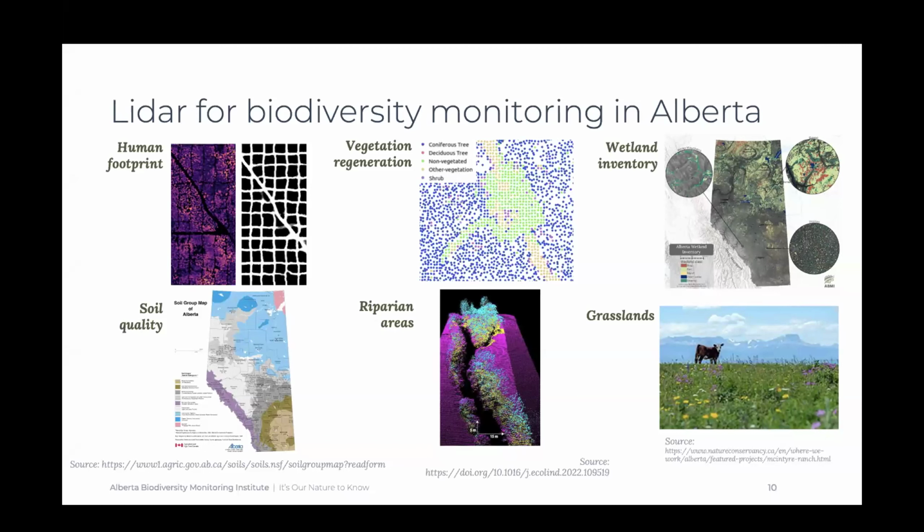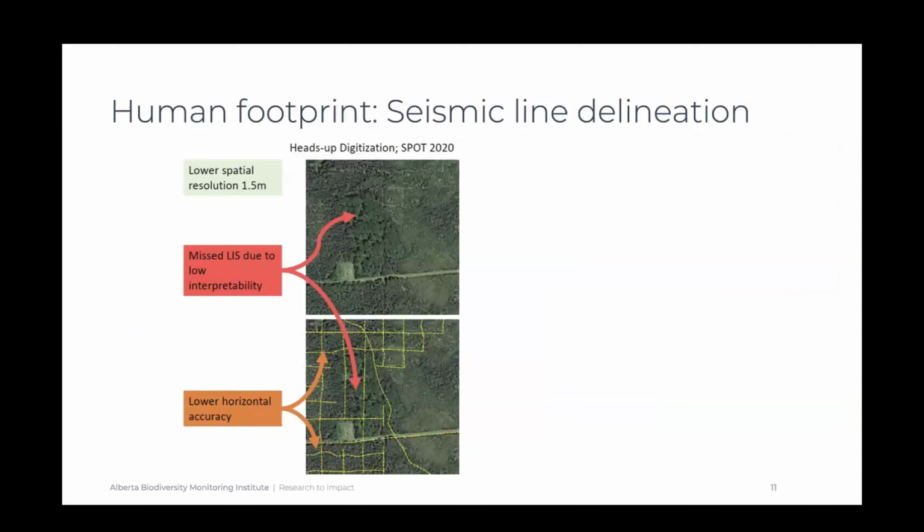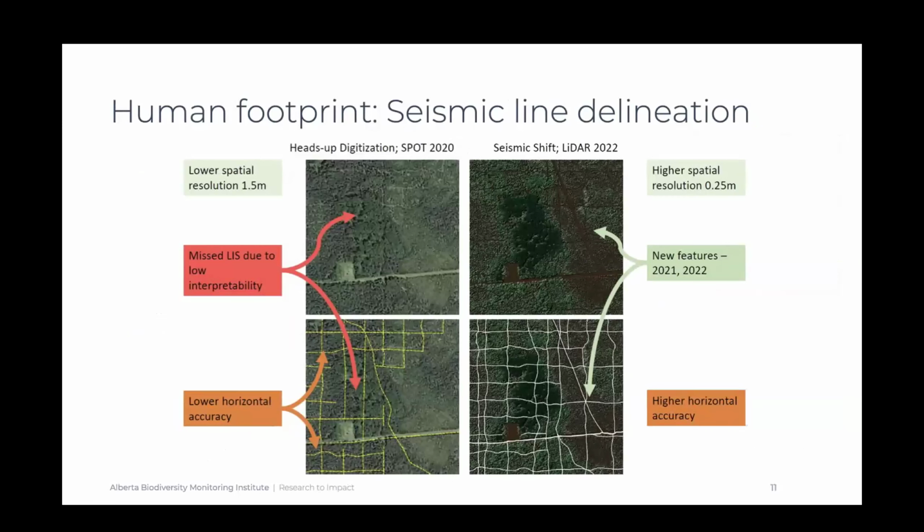And I have just a couple slides that show you some of the things that we've been working on with human footprint and vegetation regeneration. So, I think you can just click once more, Rebecca, so it's all up. We have an existing product in Alberta that's wall-to-wall that maps human footprint across the entire province and does a bunch of attribution and shows all the different feature types. That's called our human footprint inventory. It's done with heads-up digitization of SPOT 2020.